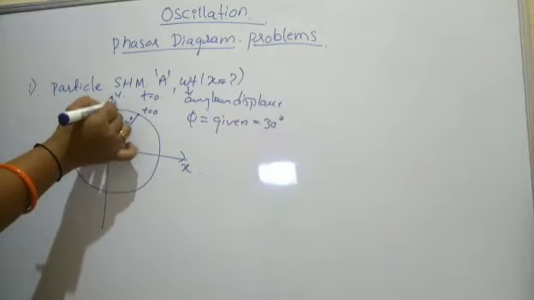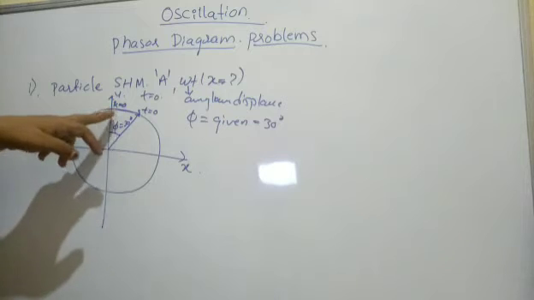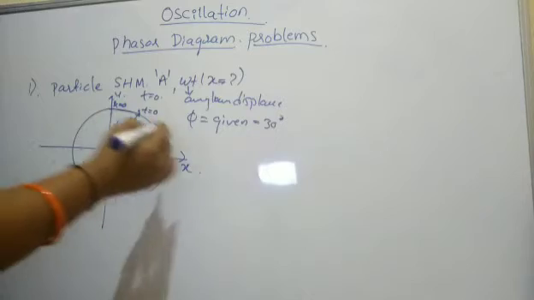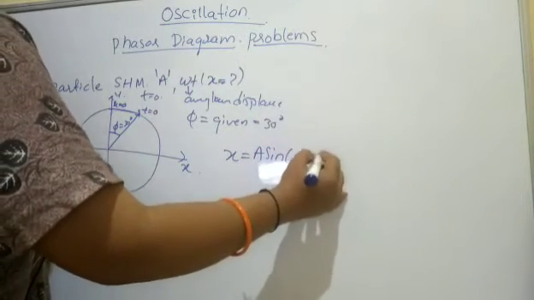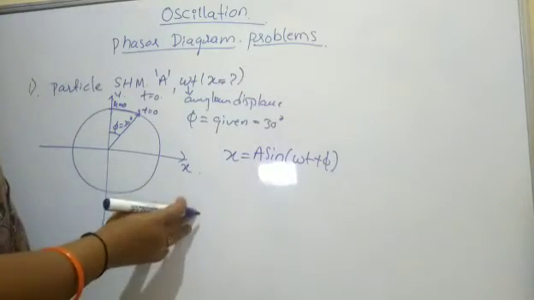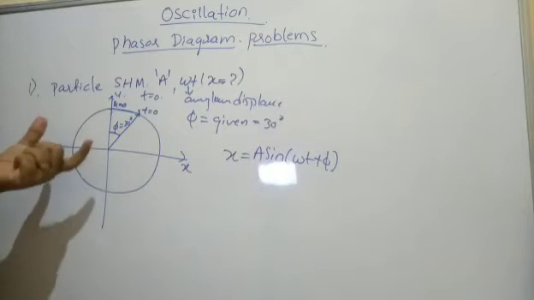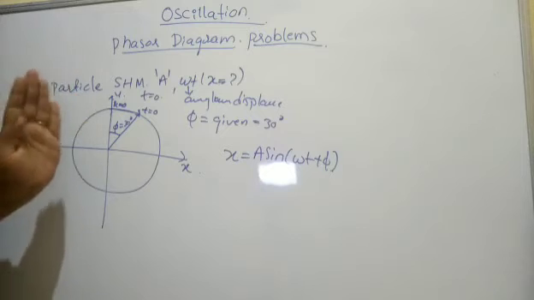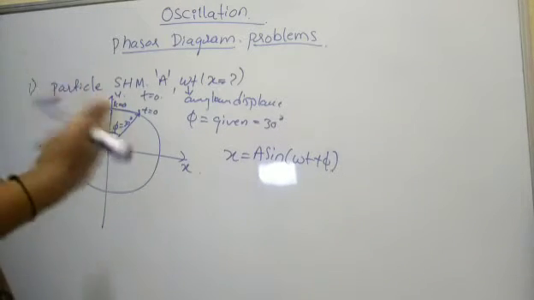This means it is starting from here to here. The angle is the initial phase. Phi is what here? Initial phase. We have x equal to A sine of omega t plus phi, which is the general equation of a particle executing simple harmonic motion. And this is the phasor form of it, where it is executing a circular path, but the circular path is not simple harmonic motion. Its projection is simple harmonic motion. It acts like simple harmonic motion.